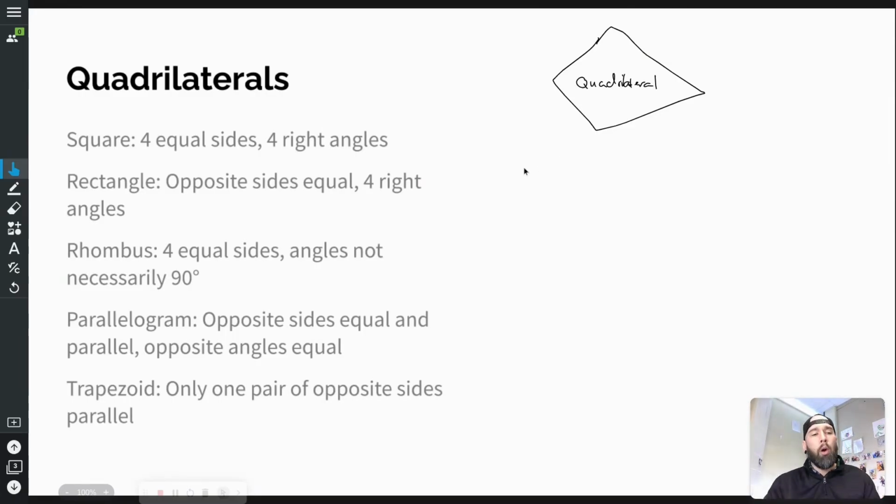Now, there's 4 main types of quadrilaterals that we're going to talk about. And so we're going to make like a little family tree. Okay. Now, actually 5 types. The first main type that we're going to talk about is called a parallelogram.